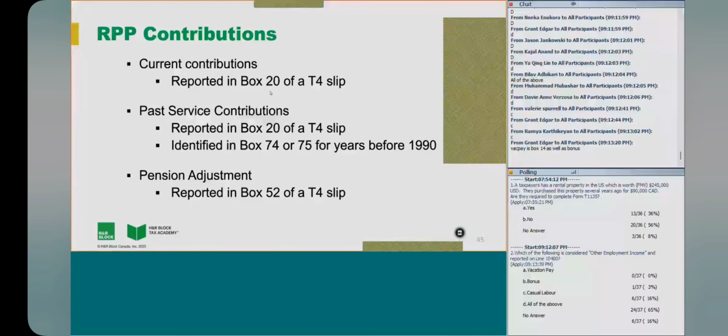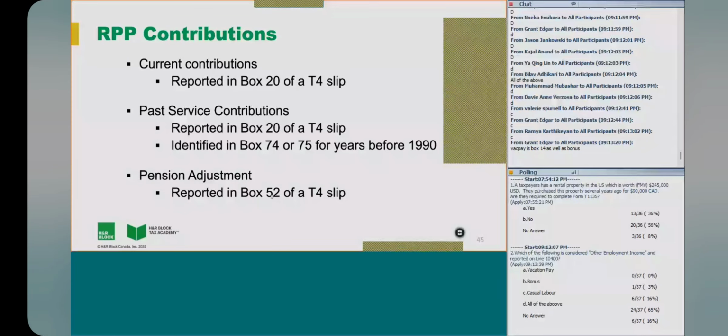If the contributions relate to a past year, they are reported in box 20 as well, unless they are for years before 1990, in which case they would be in box 74 or box 75. Now, 1990 is now 35 years ago, somehow. So this is going to be less and less common, less and less likely to be seen. Generally, when you have a rule like this, it's because the tax regulations changed at some point, and that's what something like this reflects. The pension adjustment is what's reported in box 52 of a T4 slip.